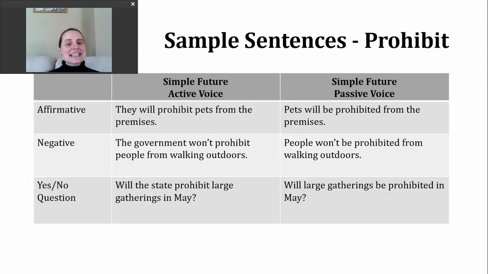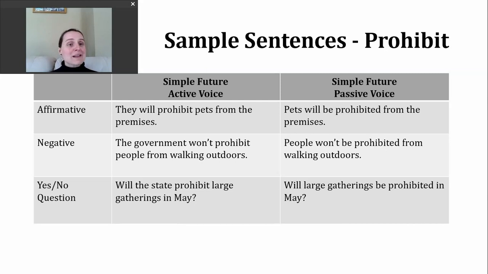Okay. Today, let's compare simple future in active voice and simple future in passive voice. If this is the first video you happen to be watching, you might be going, what's the difference between active voice and passive voice? And I would suggest you go back to Monday's video with advice. I provided a longer description in that video about the differences between active and passive.